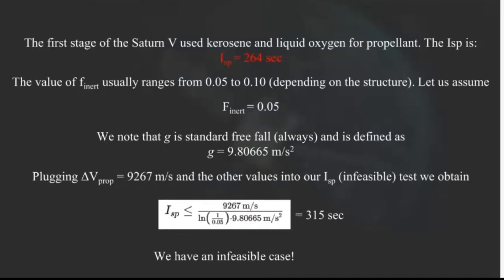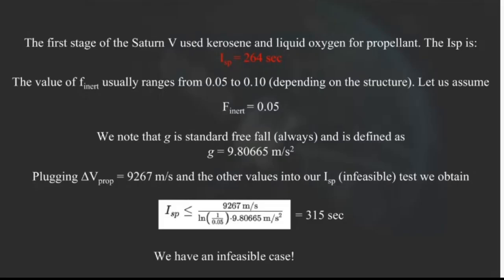The exact value of G for the free fall is 9.80665 meters per second squared. This is a defined quantity with no number after the 5 and should be used in all propellant mass calculations. Plugging into our equation, the delta V required for the propulsion system is 9267 meters per second, which we had in the earlier budget. Now, putting the values into the infeasibility test, we check whether ISP is less than this value. We have 9267 meters per second upstairs, the logarithm of 1 over 0.05, and then times the standard free fall G. This gives a value of 315 seconds.